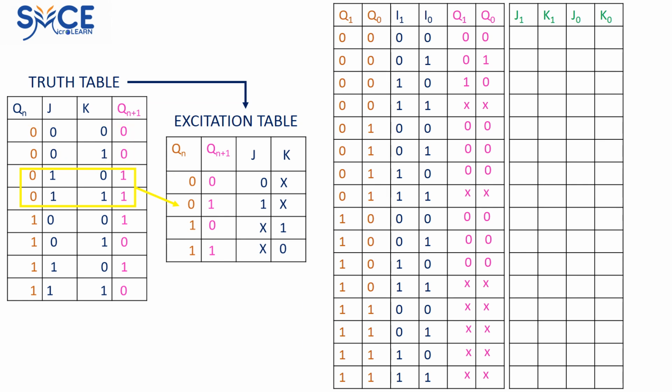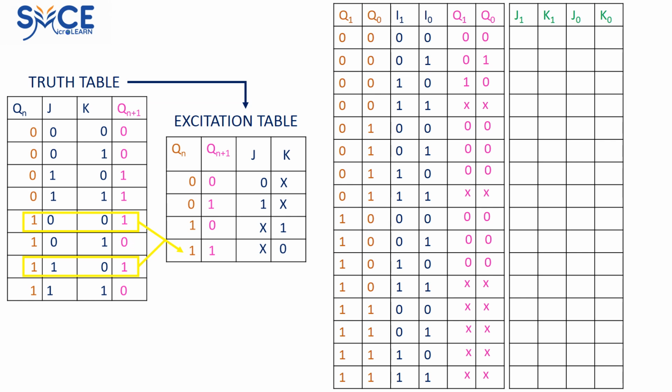Similarly, the inputs to be applied are 1x when the previous output is 0 and the next output required is a 1. Similarly, the inputs to be applied are x1 when the previous output is 1 and the next output required is a 0. Similarly, the inputs to be applied are x0 when the previous output is 1 and the next output is also required to be 1. The learners need not necessarily derive the excitation table as it always remains the same.